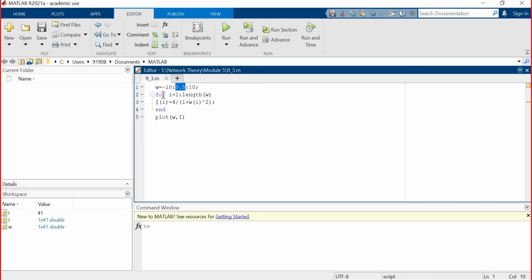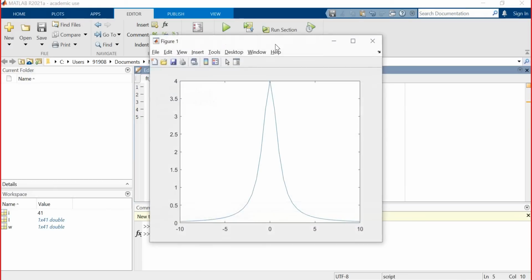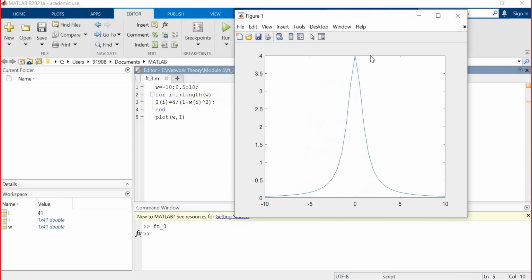Okay, if you are opening a for loop, you have to end it. So this for loop runs up to the length of this w. Okay. So after finding out I for each w, it's actually not w, it's omega. I have used w. I'm just plotting this. Very simple code. You can easily understand. You can take any value. I just want to take the same negative limit and positive limit. I'm running the code. You just see this is what I'm getting.